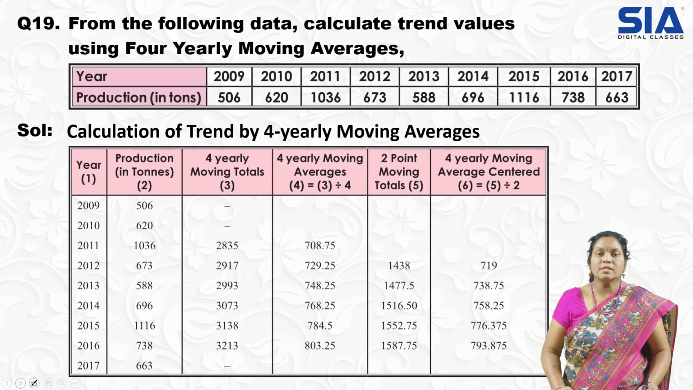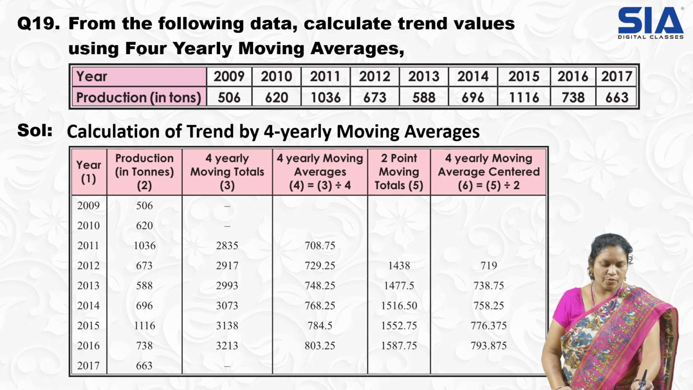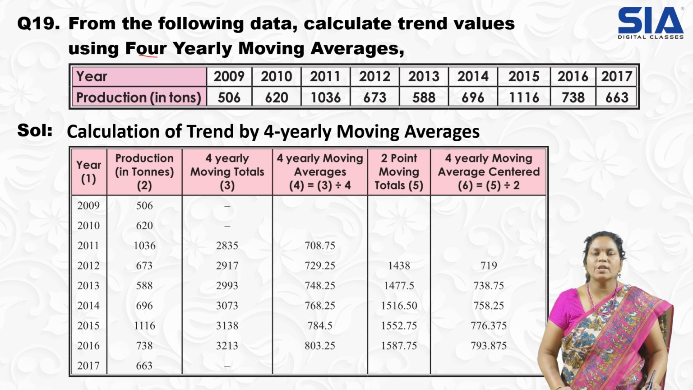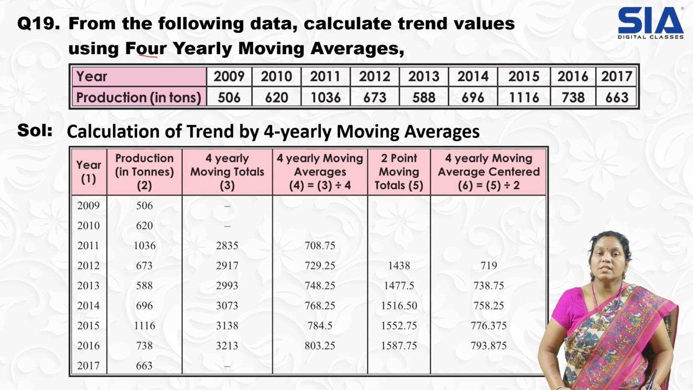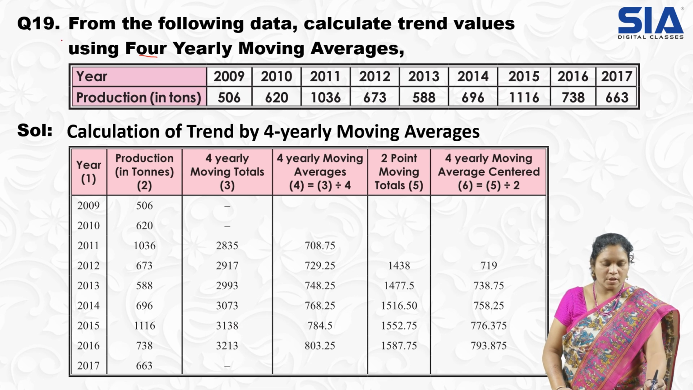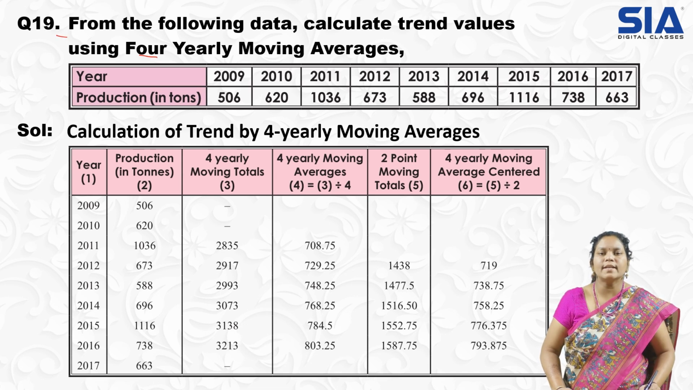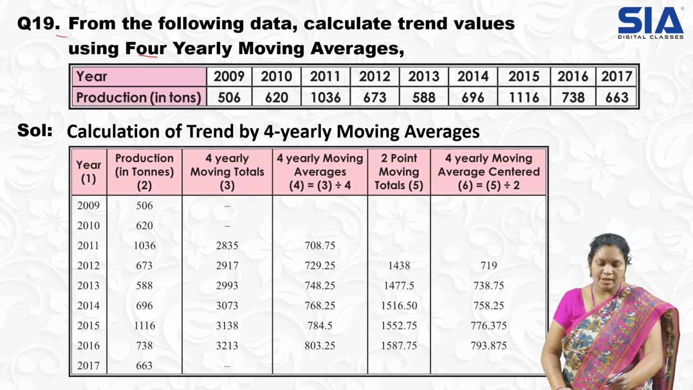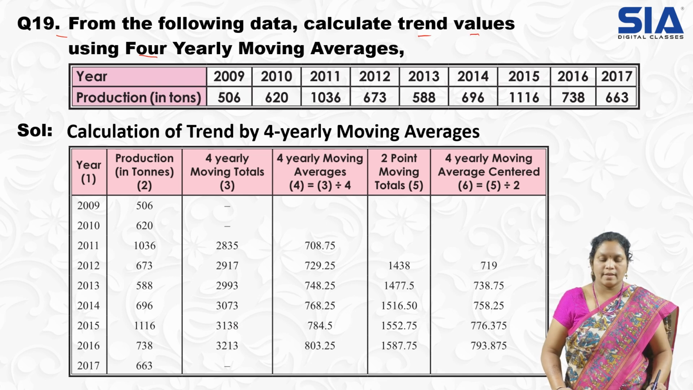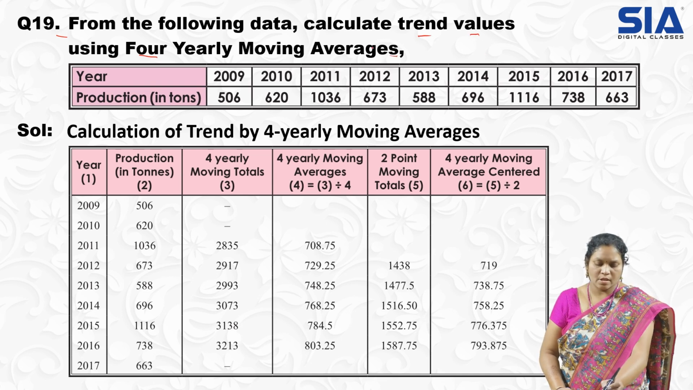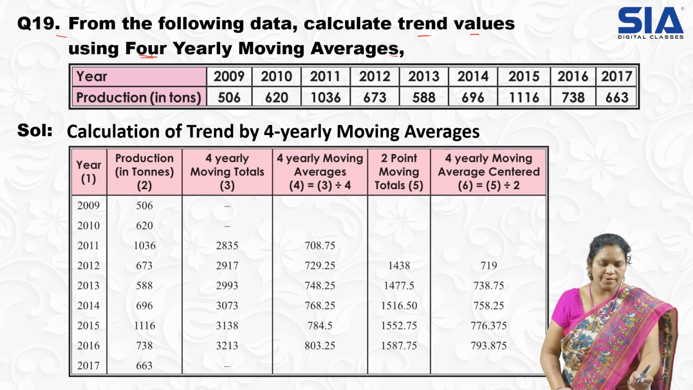For even numbers, they'll give, like here, a 4 year moving average. So 4 year means it's an even number. They have asked for moving averages. Let us check how it goes on. Check the question they have given: from the following data, calculate trend values. So we need to calculate trend values using 4 yearly moving averages. They will mention the year also definitely.